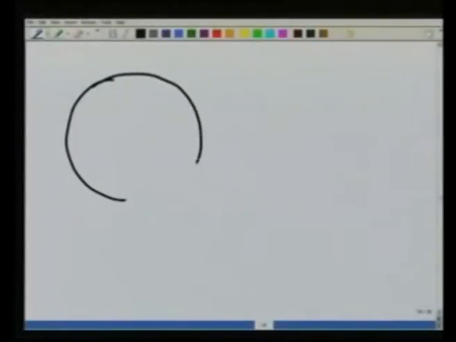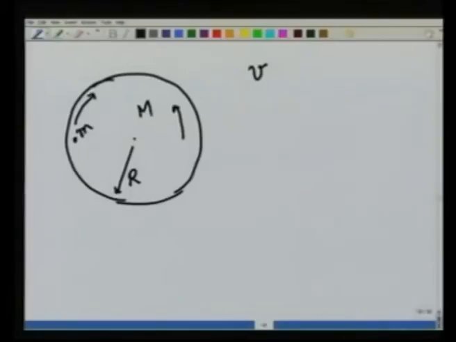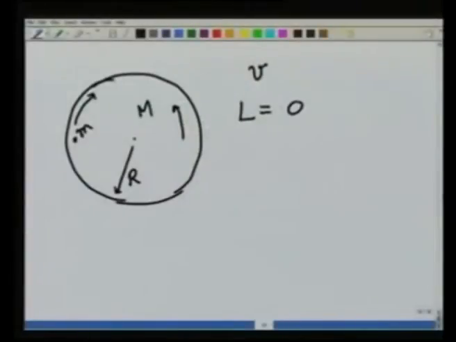As another example of angular momentum conservation, let us consider a huge platform which can rotate without friction in one particular direction or any direction. And let us take a person of mass m moving on its periphery with a speed v with respect to the platform. Let the radius of the platform be R and let its mass be M. We want to know with what angular speed this platform would be moving. So, again initially if there is no angular momentum, then L should be equal to 0.